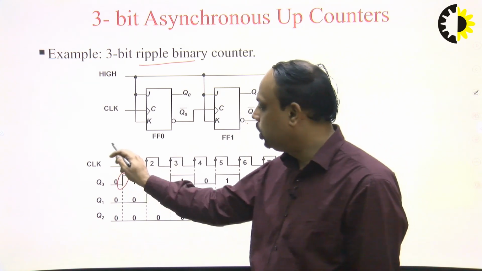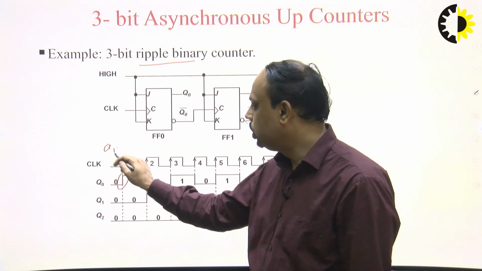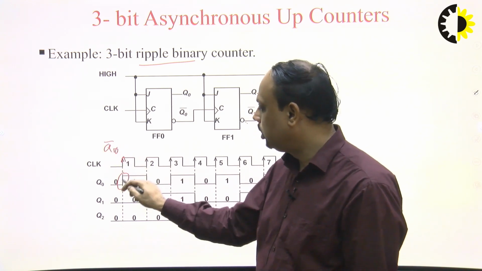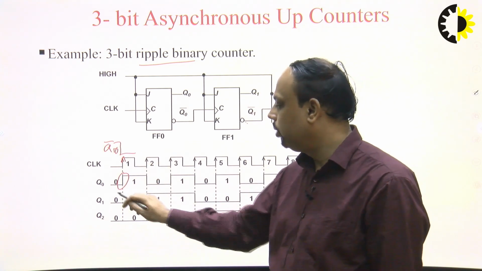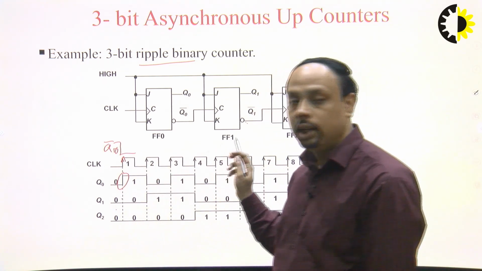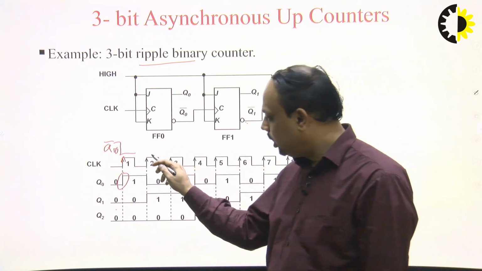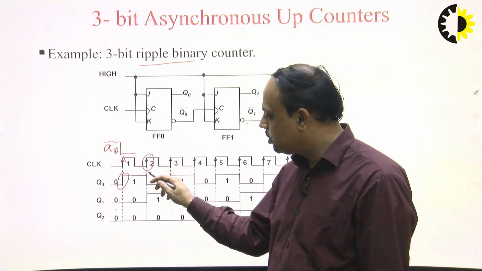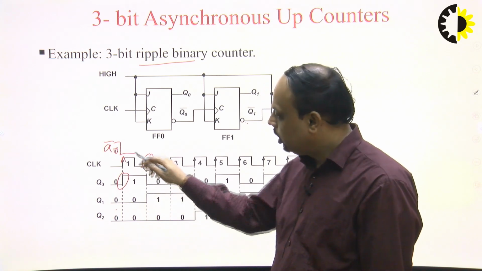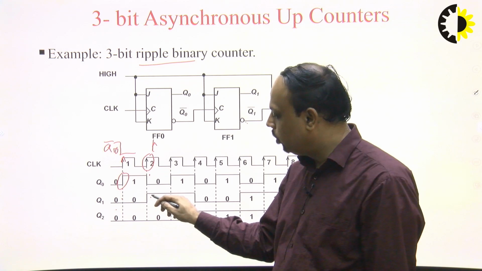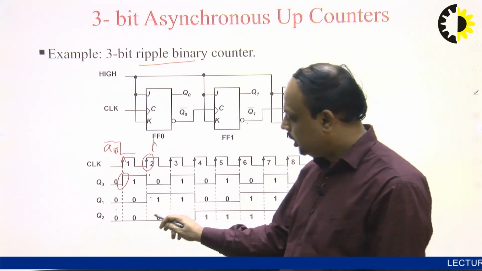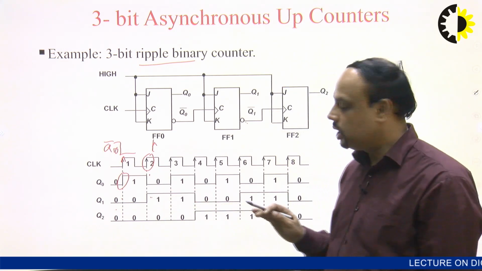So if we plot Q0 dash, the edge is going down over here. So that's why there is no flipping for this flip-flop and there is no flipping for this flip-flop. Again, when the next edge is coming, it triggers, it is going down, then Q dash bar is going up. So the next flip-flop Q1 changes its state, but this again remains at the same value.